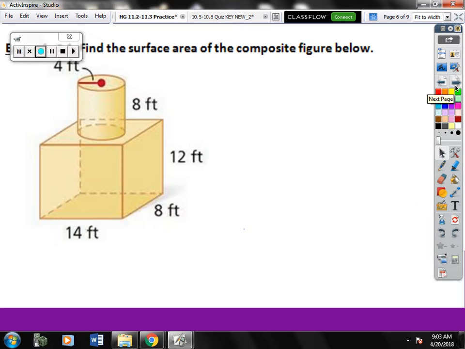All right, so we have a rectangular prism with a cylinder on top. Find the surface area of the composite figure. Now some students would just be like, oh, I'm going to find the surface area of this and the surface area of this, and I'm going to add it. But you would be counting something that is not actually on the surface anymore. So, does anyone have a suggestion? And there's many ways to do this.